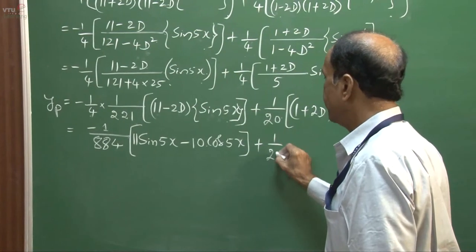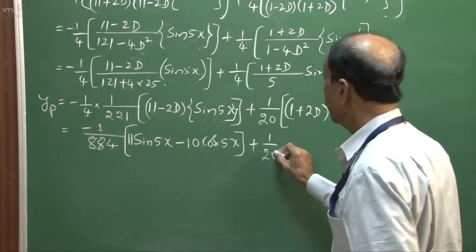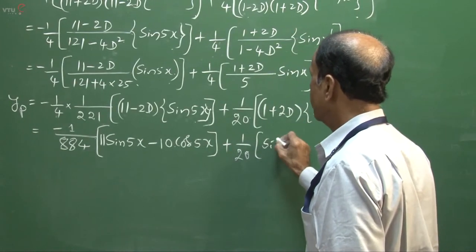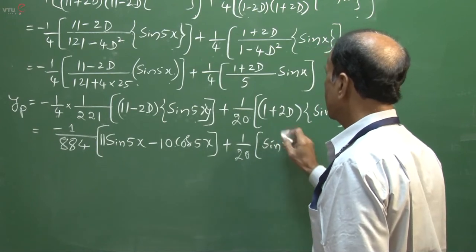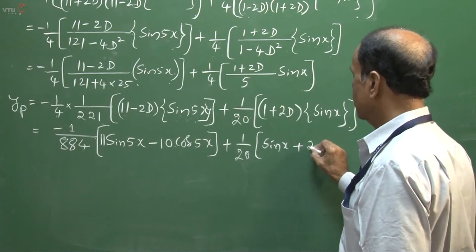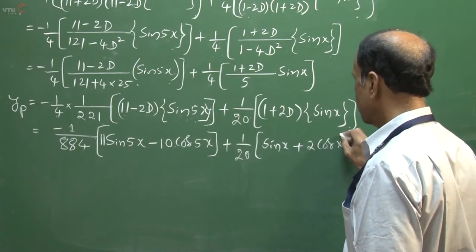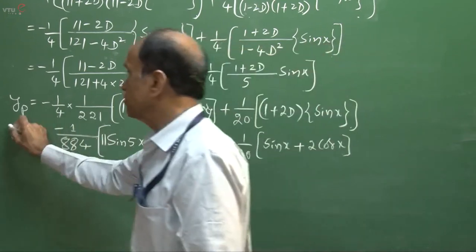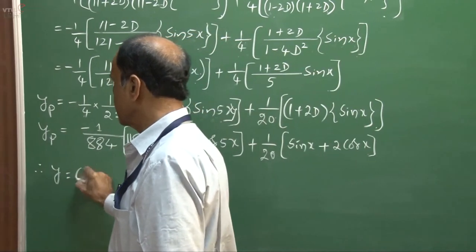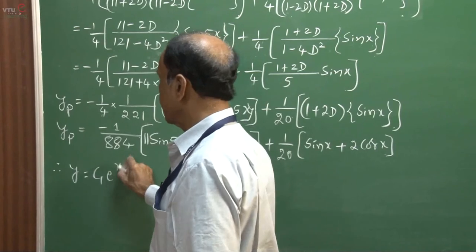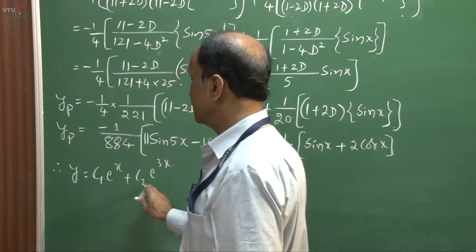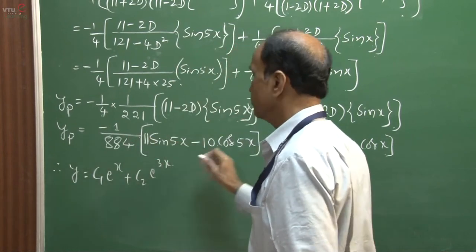Then plus of 1 by 20, then you can take it as sine x into 1 multiplication, and plus of this is sine x gives us cos x, that is 2 times of cos x. This is your value of yp. Therefore y is equal to c1 e to the power x plus c2 e to the power 3x is your yc, and plus this value.